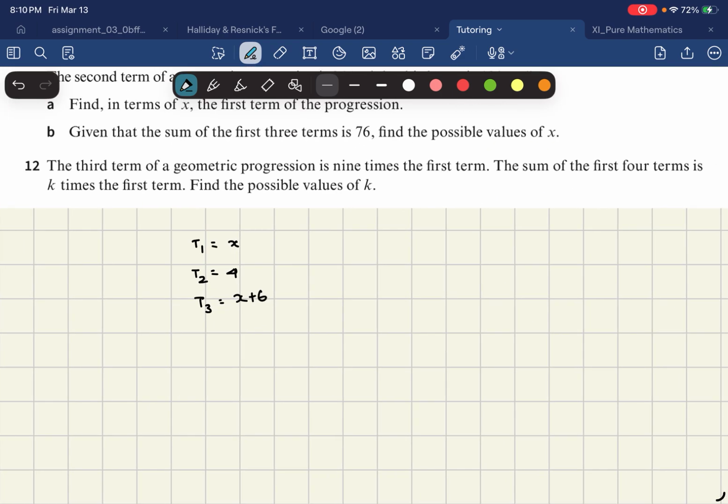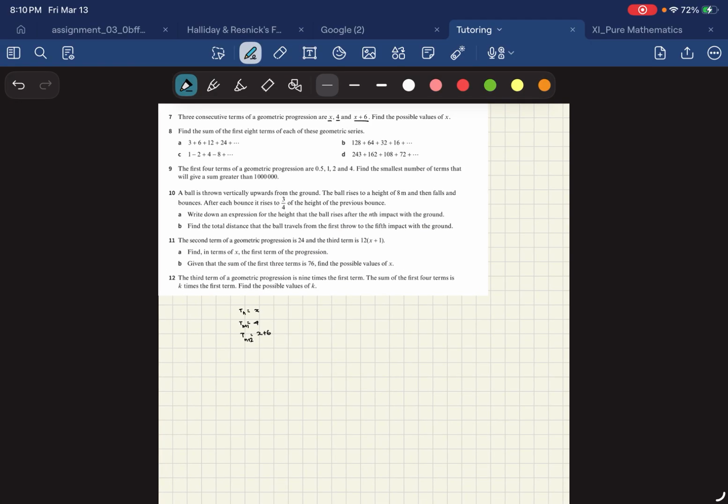So it says three consecutive terms. So don't worry, it could be tn, tn plus 1, tn plus 2, where n is anything. So just three consecutive terms. And it says, find the possible values of x.